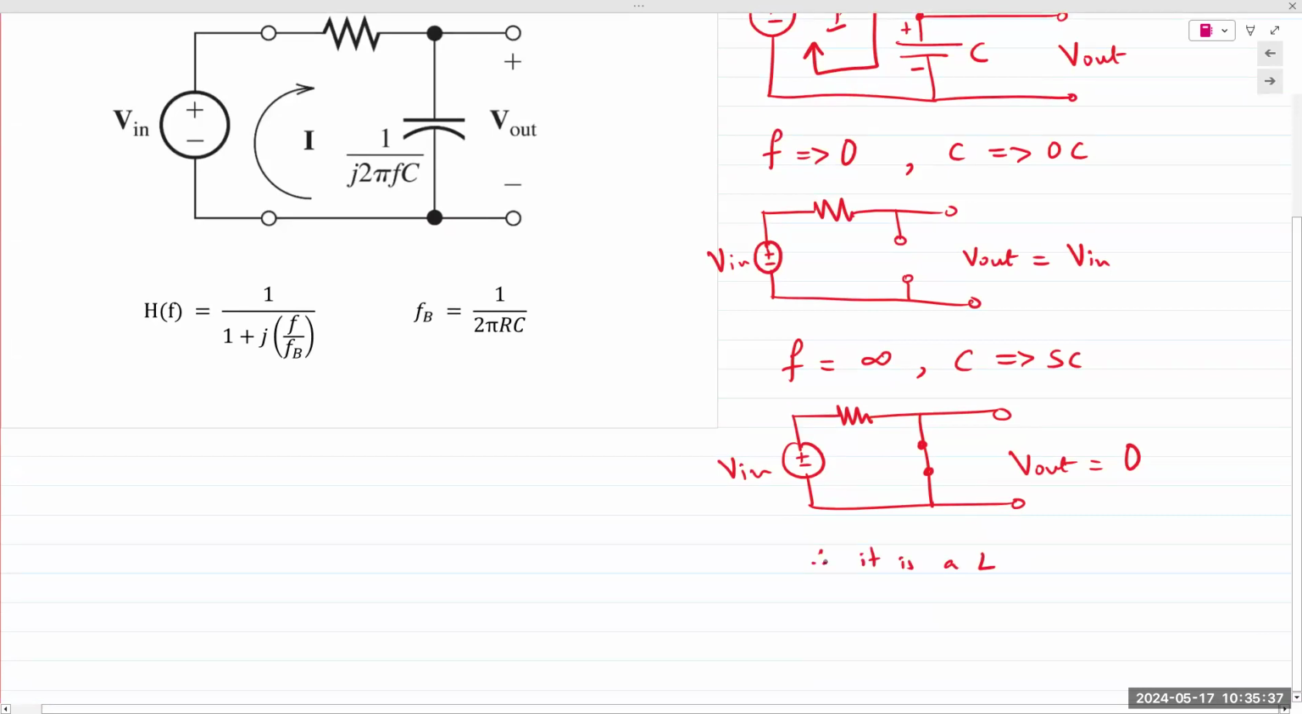So it is a low pass filter, LPF. We use these acronyms a lot in electrical engineering. Okay, LPF and HPF.